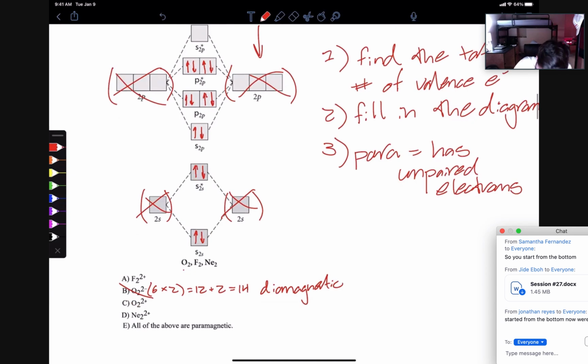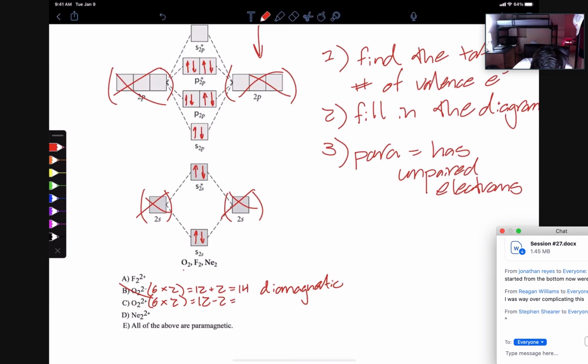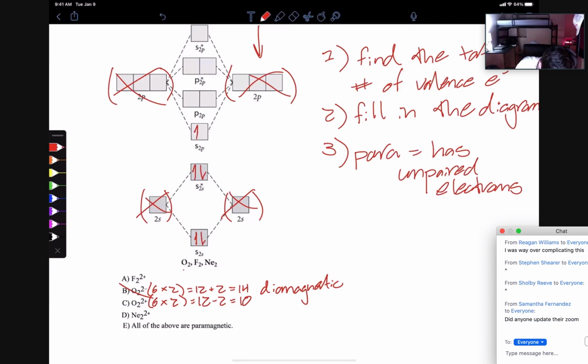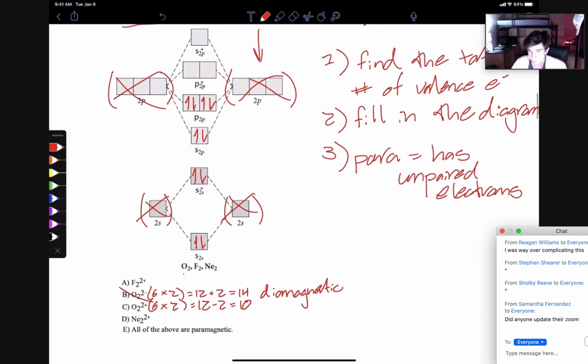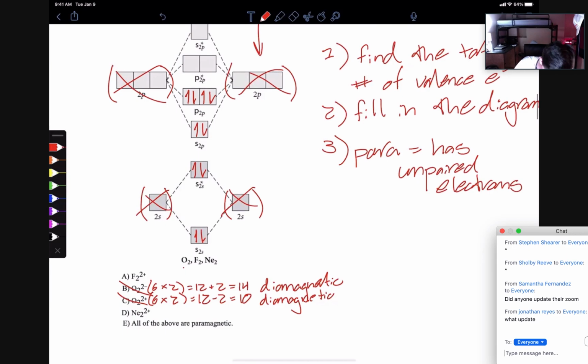Next up, we'll do O2 2+. Oxygen has 6 valence electrons, there's 2 of them, so that's 12. But this is going to be a 2+ charge, so we're removing 2 electrons this time, so that gets us to 10. Filling this one in, we get 1, 2, 3, 4, 5, 6, 7, 8, 9, 10. Again, they're all paired, so it's diamagnetic. That's not an answer.